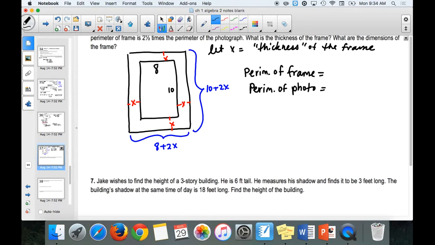So the perimeter of the frame is going to be 10 plus 2x plus 8 plus 2x plus 10 plus 2x plus 8 plus 2x, right? You're going to add all 4 sides. Now you could double each of those. You could say 2 times 8 plus 2x plus 2 times 10 plus 2x. I'll write it out how I just said, though. 8 plus 2x plus 10 plus 2x plus 8 plus 2x plus 10 plus 2x.